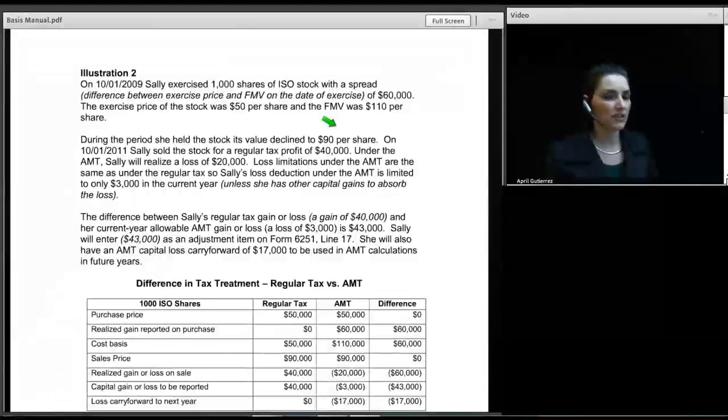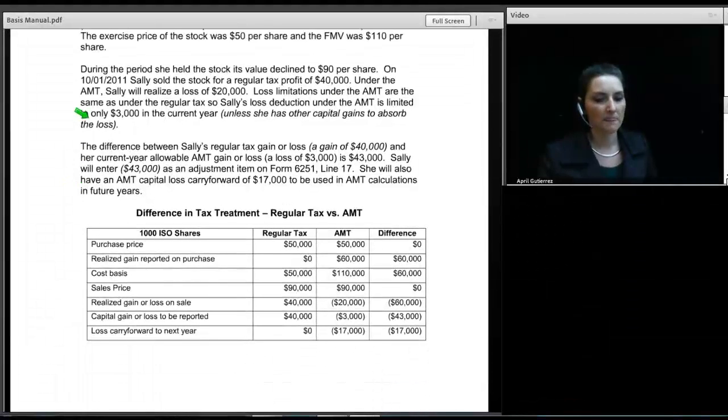So under regular tax, she has a profit. Under alternative minimum tax, she now has a loss. Sadly, the loss limits under AMT rules are the same as they are under regular tax rules, so her loss is only going to be allowed $3,000 a year. So let's see what happens.